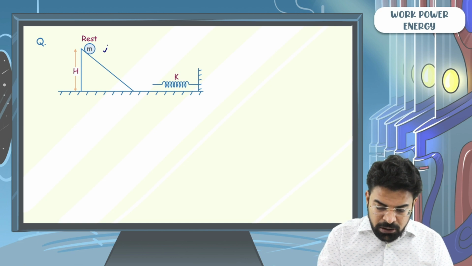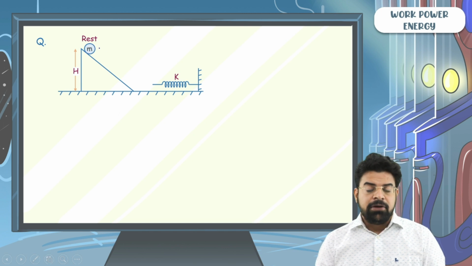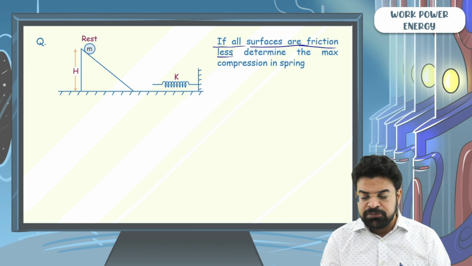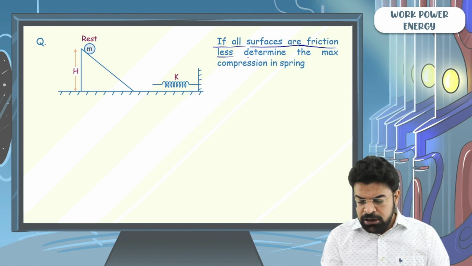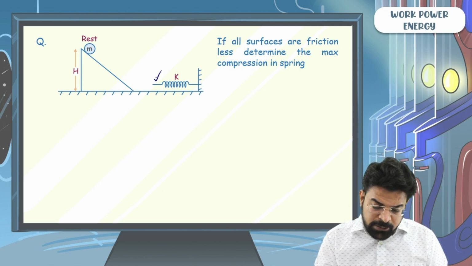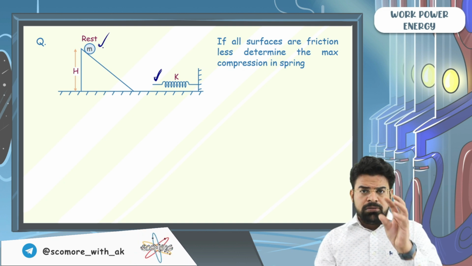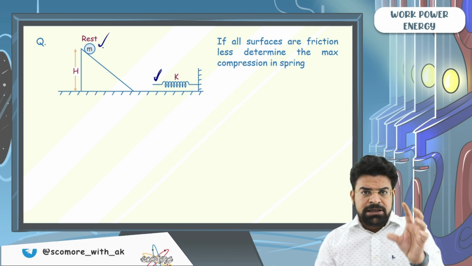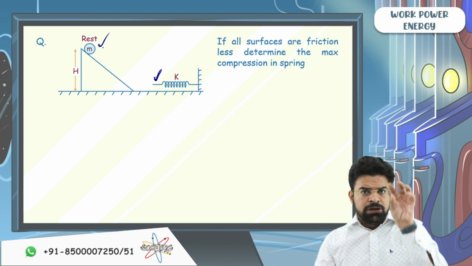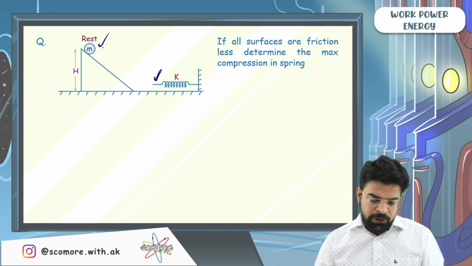Now here on an inclined plane we have a mass m initially at rest. Question is, if all the surfaces are frictionless, there is no friction anywhere, determine the maximum compression in the spring. So what will be the maximum compression in this spring when you release this block or ball of mass m? Since it is a frictionless surface, there will be no rolling whatsoever. So the ball will slide down straight and then will go and compress the spring.